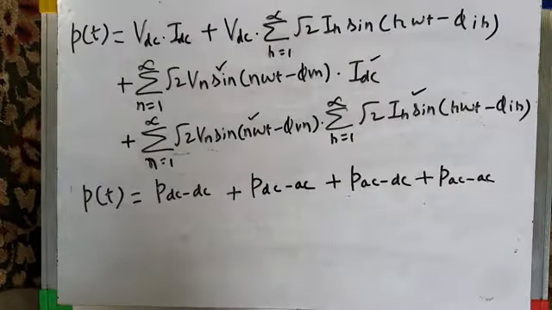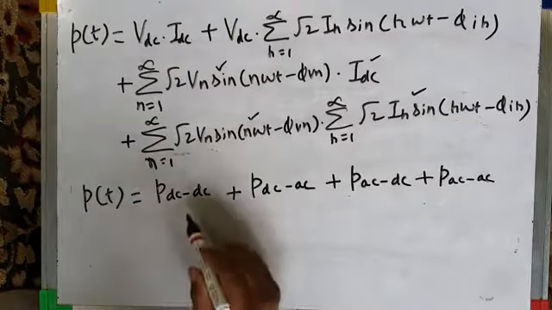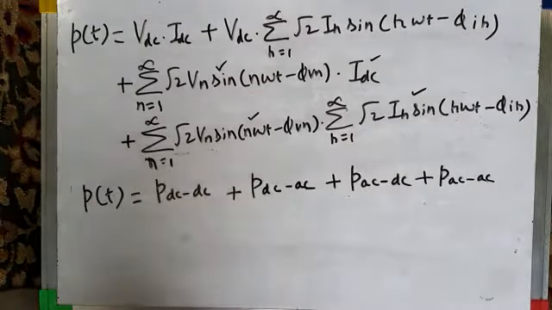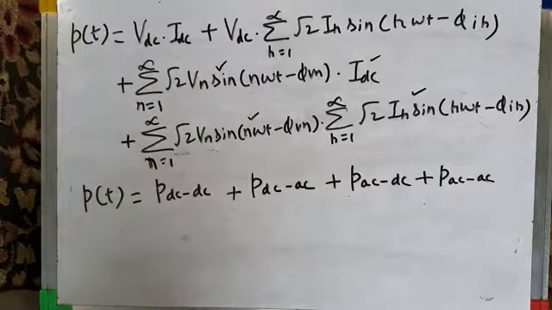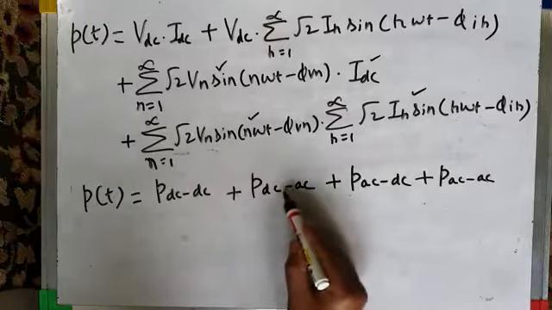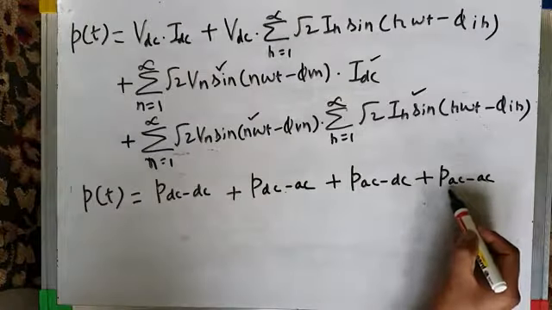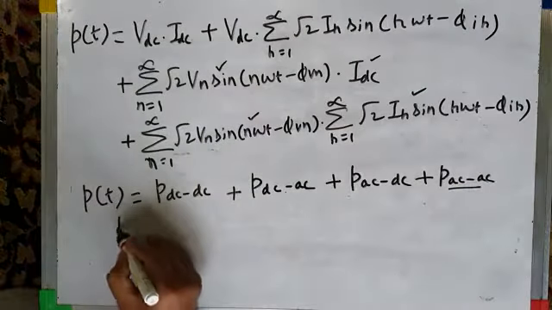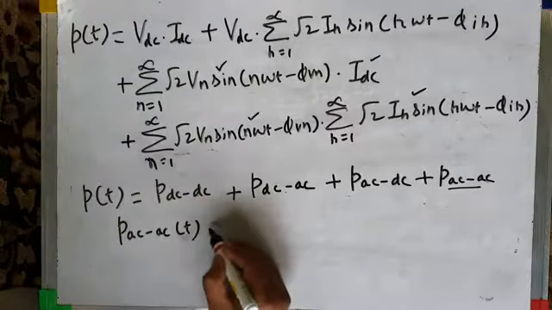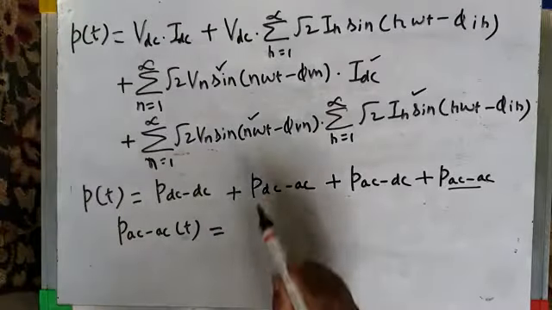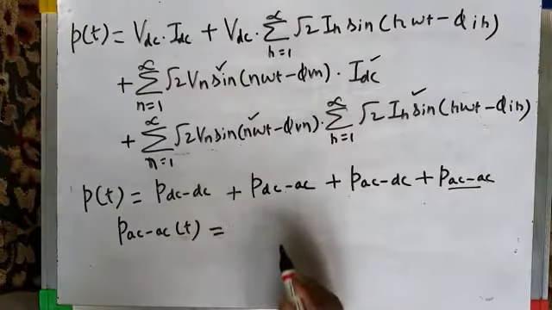if there is no DC offset in the voltage or current, these terms can be neglected. Generally, you will see that your voltage may be distorted, current may also be distorted, but the DC offset in the voltage and the DC offset in the current are negligibly small. So these three terms can be neglected. Then we are left with this term, P_AC-AC of t. That is given by the product of these two terms.